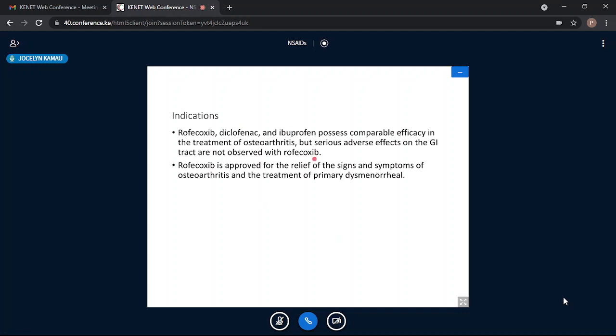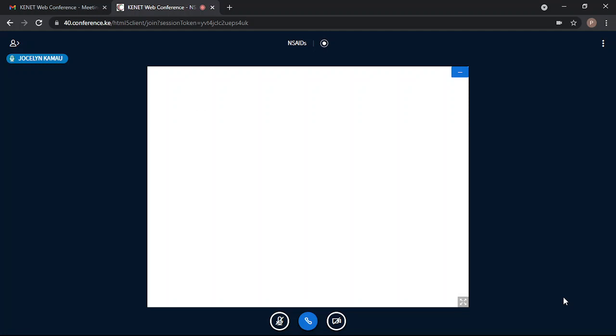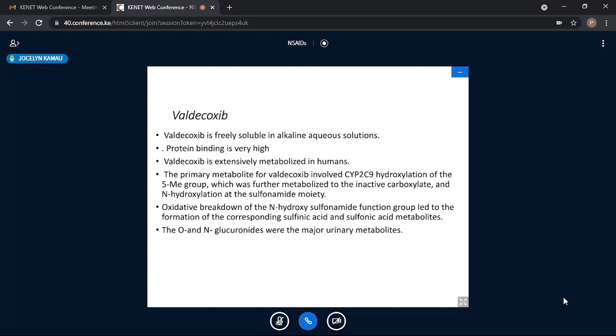Again, all these drugs, just like the others we have talked about, are for pain, fever, and inflammation. Of course, with the slight advantage that we are saying these drugs will cause lesser toxicity in terms of GIT and the kidneys, but we have said there is an introduction of newer cardiovascular complications. Then valdecoxib, again, is soluble in alkaline aqueous solution, and protein binding for all of them is usually high.